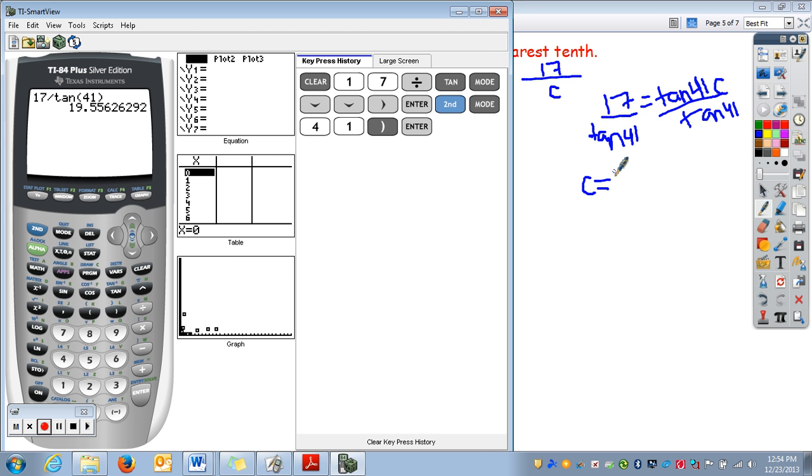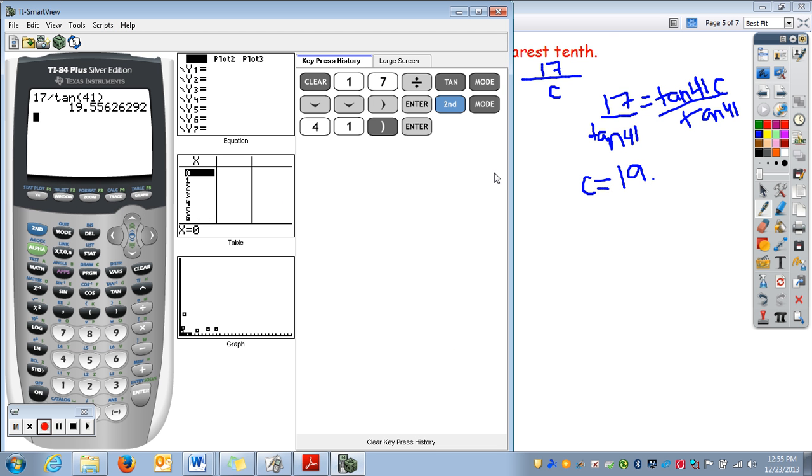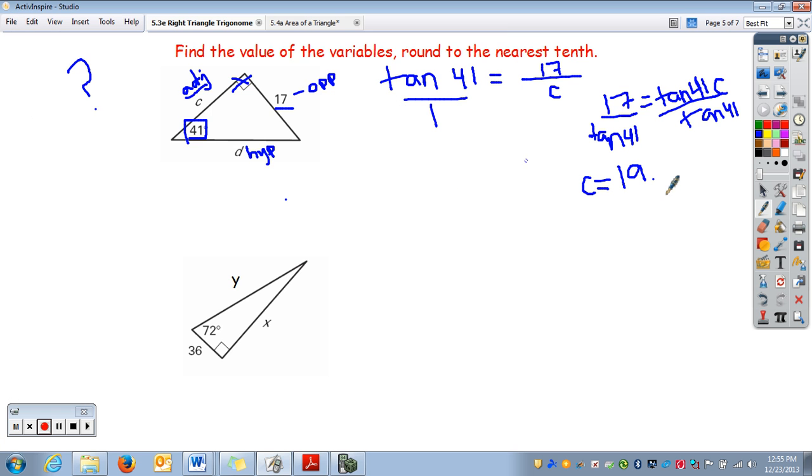So the length of C is 19.55, so we're going to round to the nearest tenth, 19.6. Alright, so that is C.